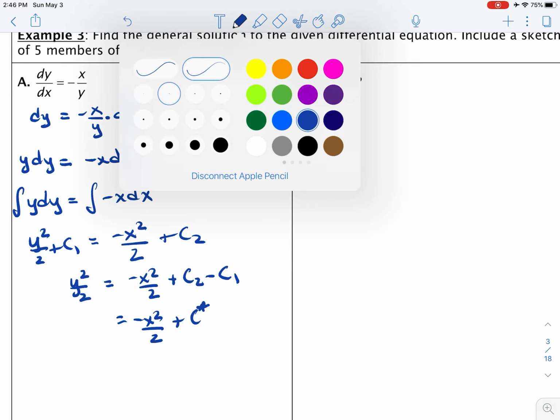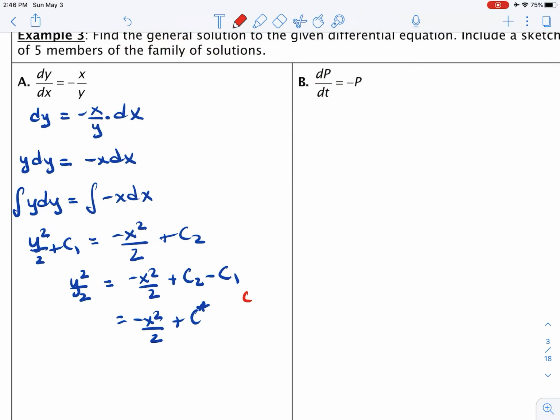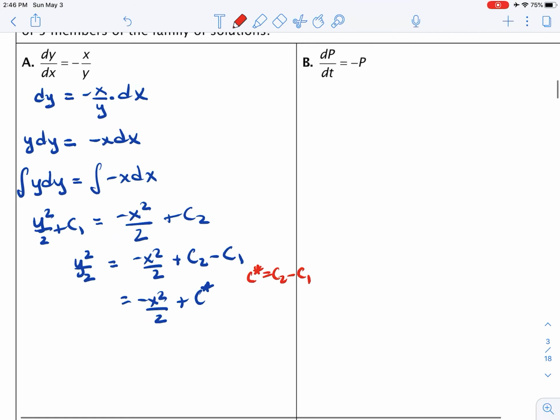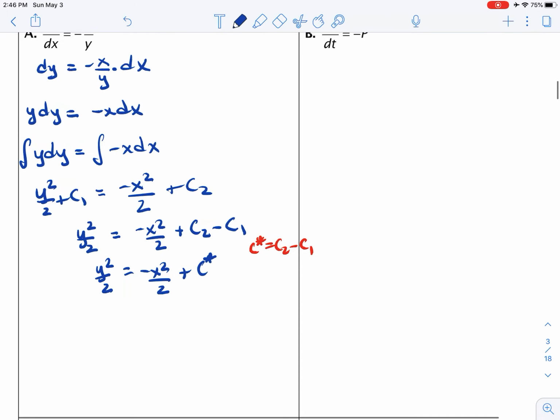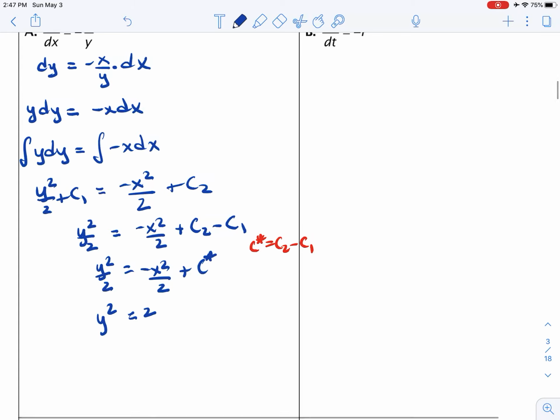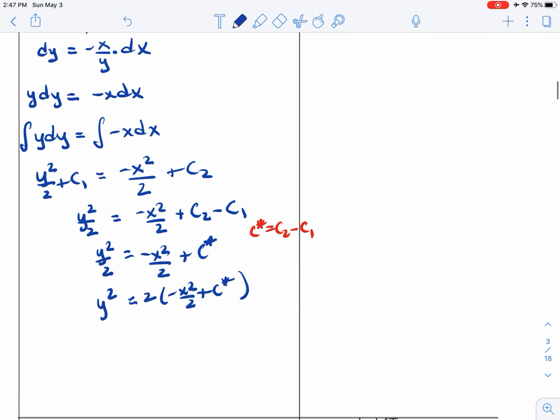And I can write over here that c star equals c2 minus c1 if you want to. And I still have the y squared over 2 on the left-hand side. And if I'm moving forward to solve for y, I get y squared equal to 2 times that entire expression. And in moving that through, I get minus x squared plus 2c star.